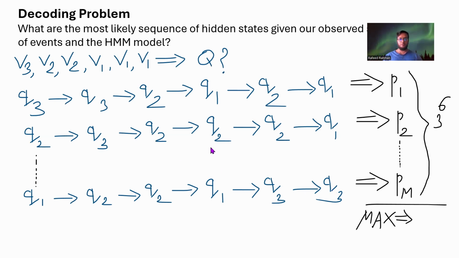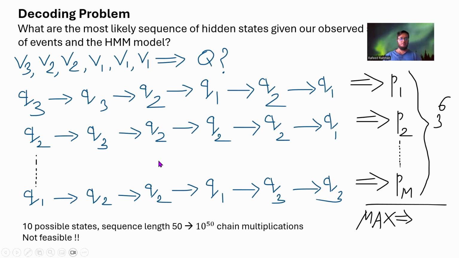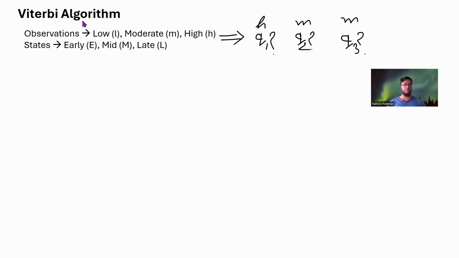But this is not feasible because, as you can see, if we have only 10 possible states and the sequence length is 50, then the state space is already very huge. It's an exponentially growing space, so we cannot do this. We need to find some algorithm which is polynomial in runtime. And that is where the Viterbi algorithm comes into play. So now let's start the Viterbi algorithm.